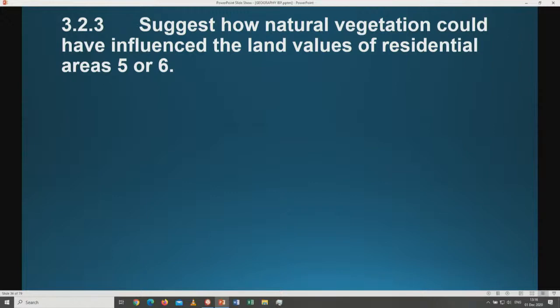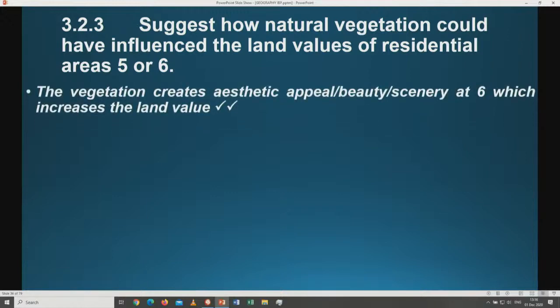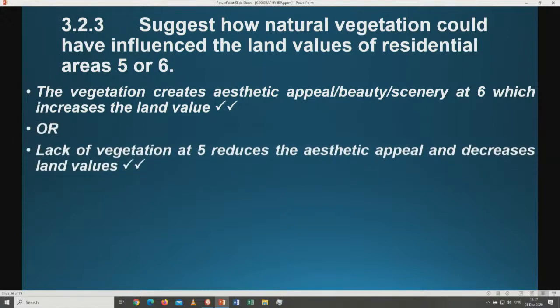Okay, suggest how natural vegetation could have influenced the land values of residential areas 5 or 6. The vegetation, grade 12, increases. So if the vegetation is there, it will actually make the land more beautiful. So at 6 there is more vegetation. Therefore, the land value increases. There is high land value at 6. Or maybe you could have said lack of vegetation at 5 reduces the aesthetic appeal, meaning that it's not beautiful, and that decreases land value. A place that does not have trees does not look nice.